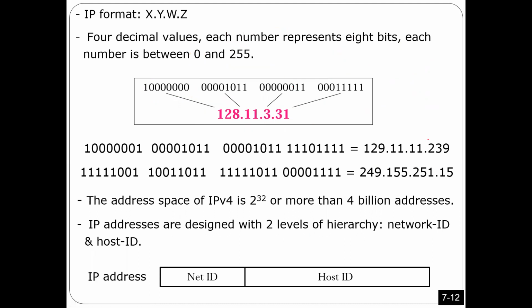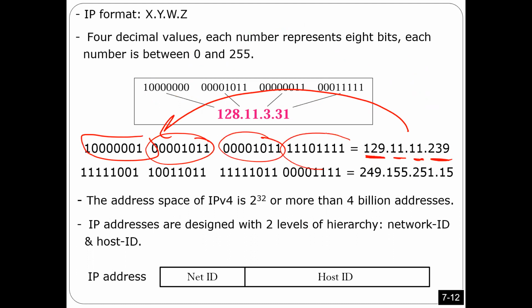Also, you should understand, if I write this way, 129.11.11.235, okay? You should understand this is in binary, it has to be this way. So this is 129 in binary, this is 11 in binary, 11 in binary, 235 in binary. Okay, any questions?